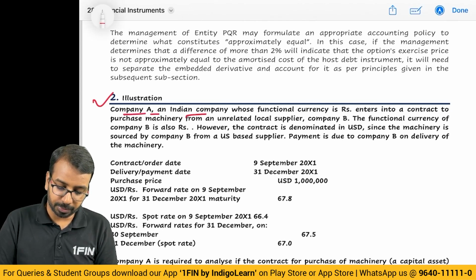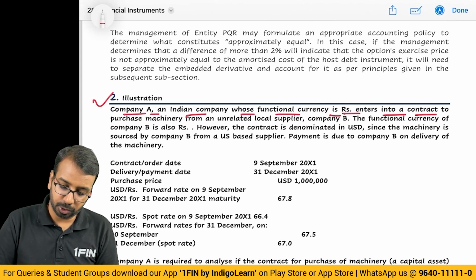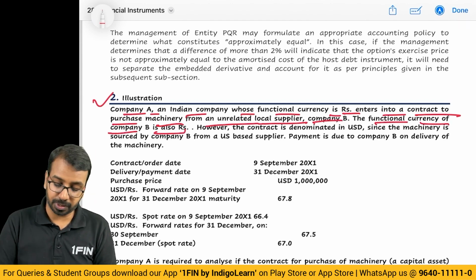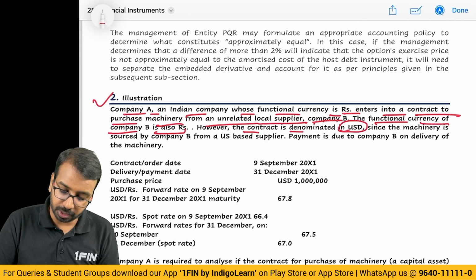Company A, an Indian company whose functional currency is rupee, enters into a contract to purchase machinery from an unrelated local supplier, Company B. The functional currency of Company B is also rupees. So both functional currencies are rupee. However, the contract is denominated in USD since the machinery is sourced by the company from a US base.